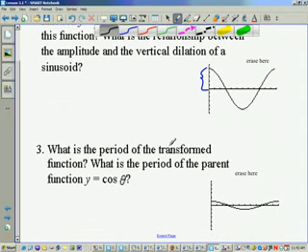Question number 3. It says, what is the period of the transform function? What is the period of the function y equals cosine of theta? The period is how long it takes to complete one cycle. And I don't have these marked, but that's 360 degrees, and this one is 360 degrees. So the relationship between these is it doesn't change the period if we change the amplitude.